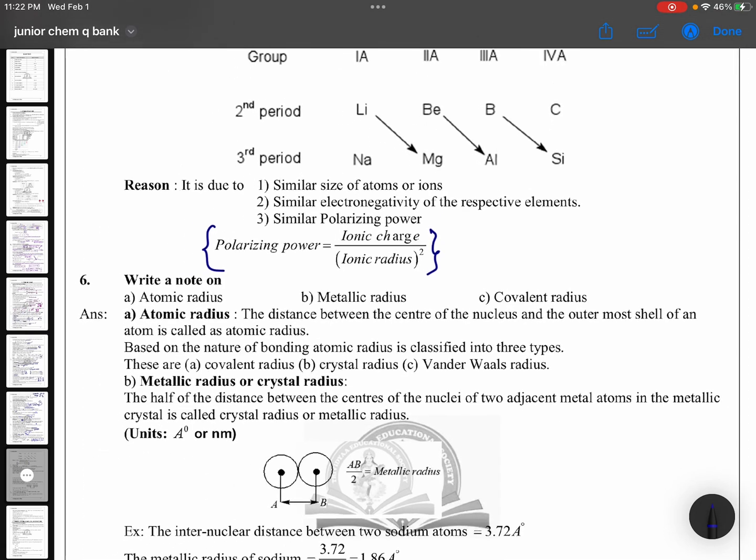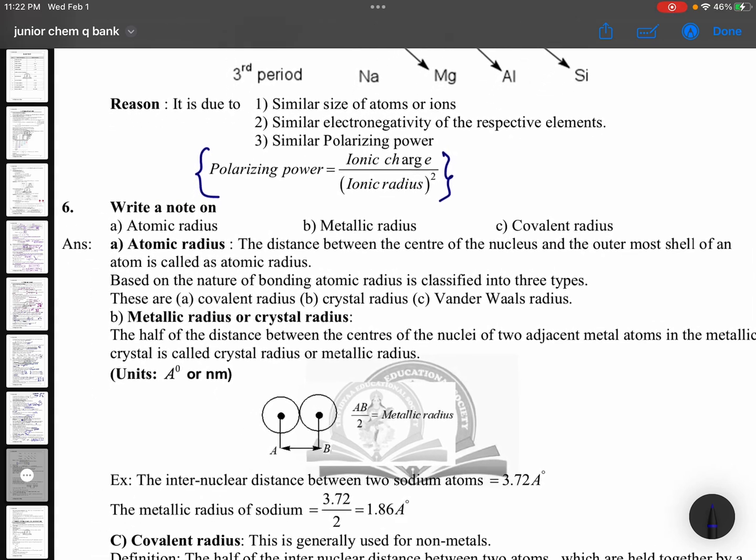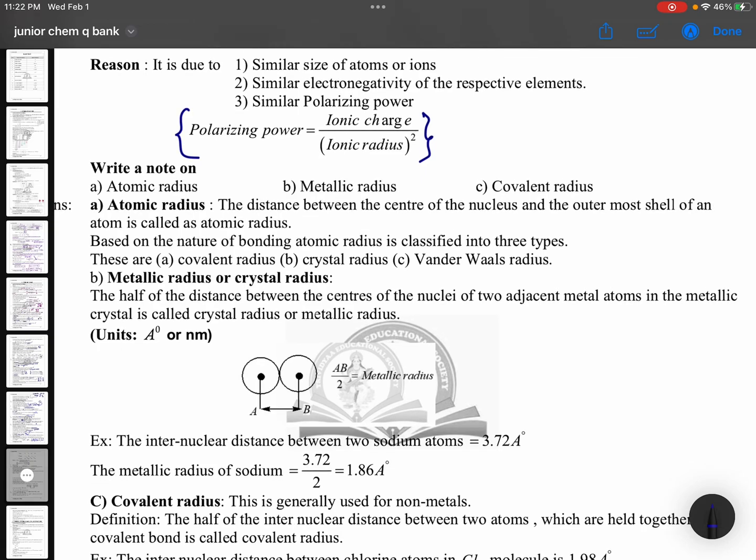Write a note on the next question: atomic radii, metallic radius, and covalent radius. Atomic radius: the distance between the center of the nucleus and the outermost shell of an atom is called atomic radius. Center of the nucleus to the outermost electron, this distance is atomic radius.